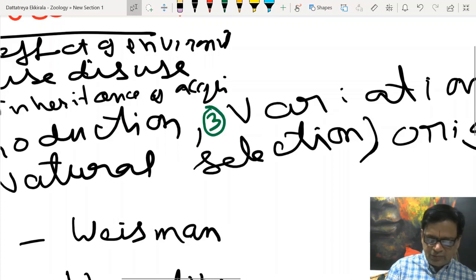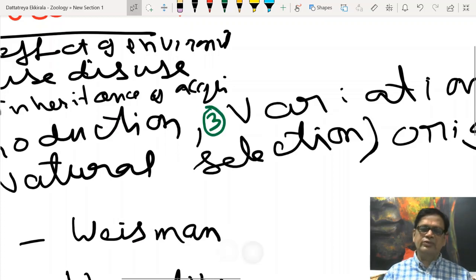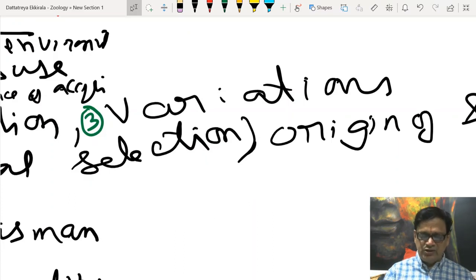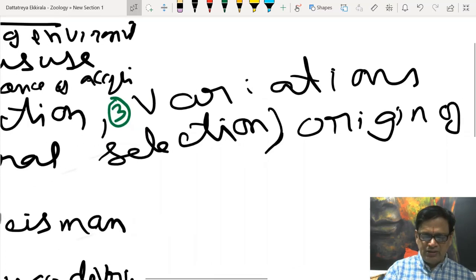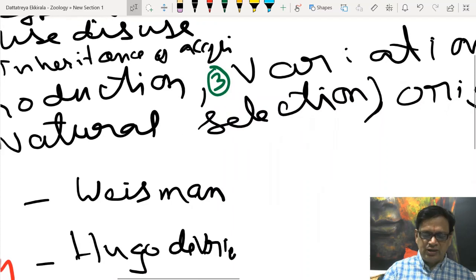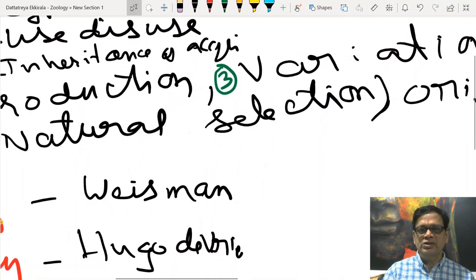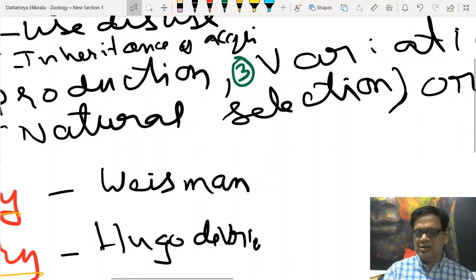Then the third important thing is variations. There are two types of variations, continuous and discontinuous. In every generation, what appear are known as continuous variations. Suddenly what appear in one generation are called discontinuous variations, that is mutation. But unfortunately, Darwin gave importance to continuous variations, and the cumulative effect of these fluctuating or continuous variations leads to the origin of new species.